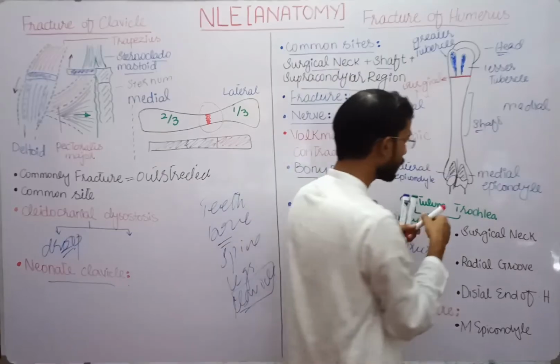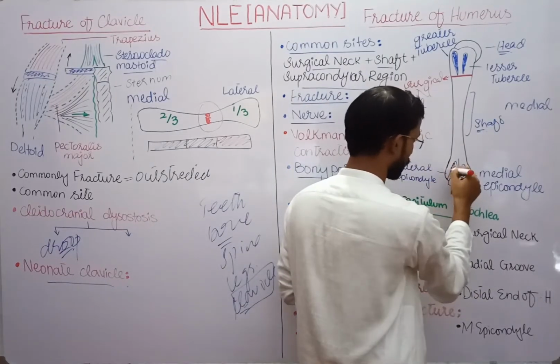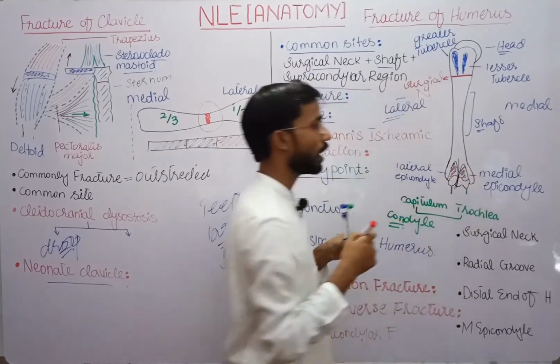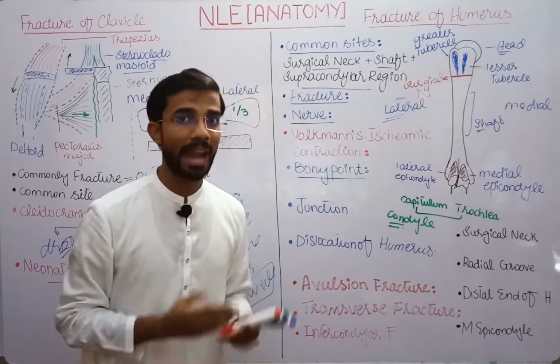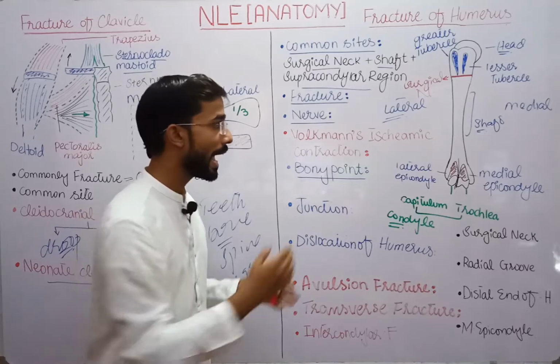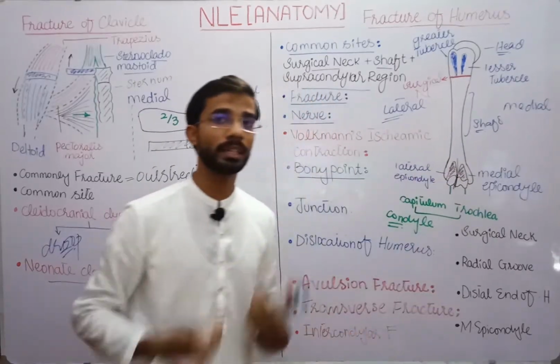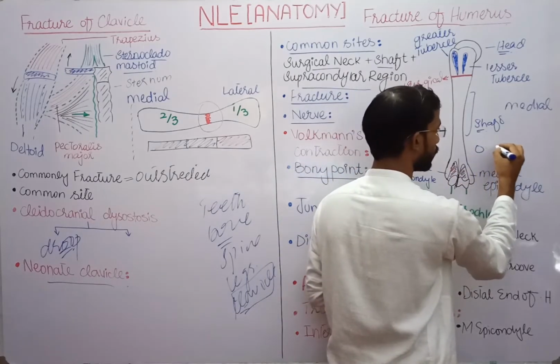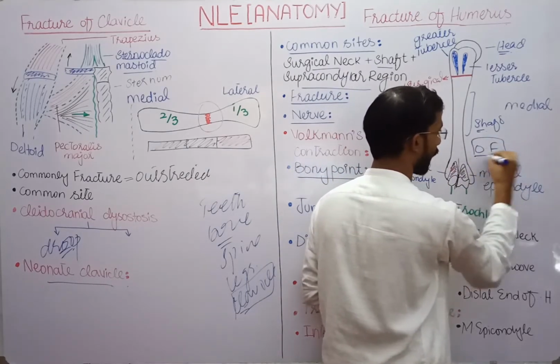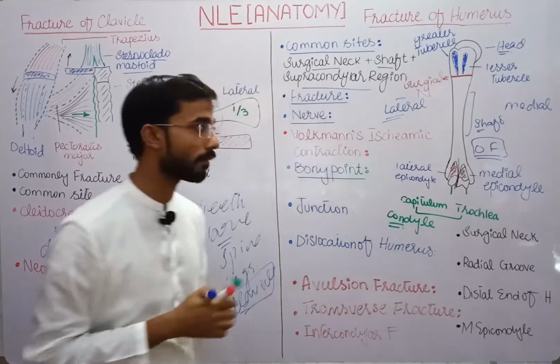And here you can see the depression, right? Which is called fossa. There are two fossae, the coronoid fossa and the radial fossa, right? And behind it is another fossa, which is called the olecranon fossa, behind this bone, right?